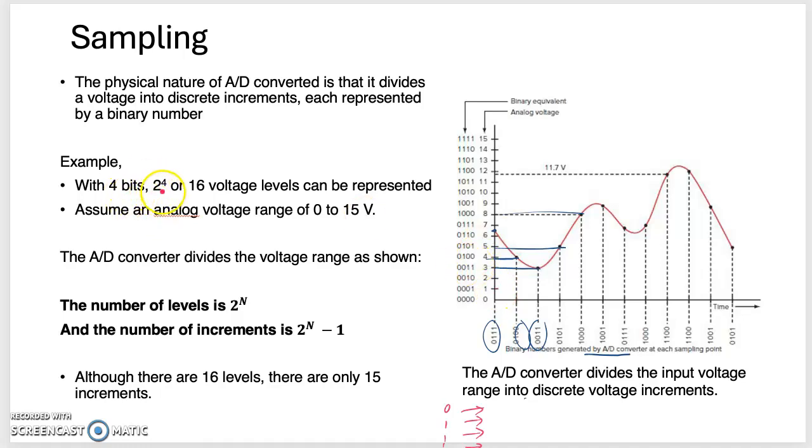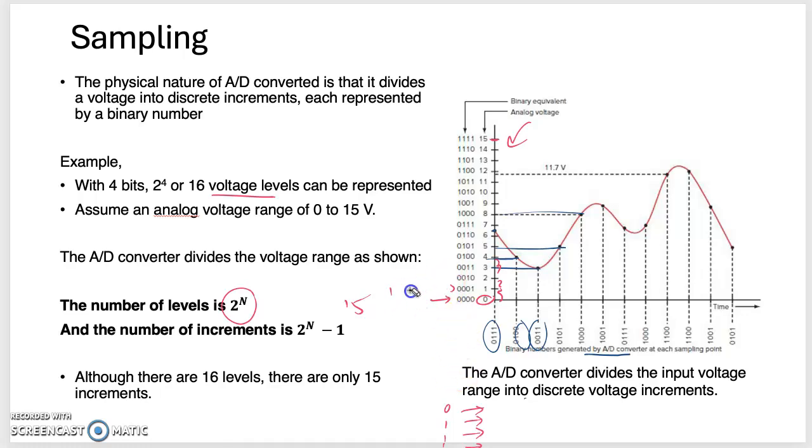So with 4 bits, we have 2 to the 4 or 16 voltage levels here. Since we start with 0, we only have up until 15. So the number of levels is 2 to the n, including 0, and the number of increments is 2 to the n minus 1, which gives us up until 15. Although there are 16 levels, there are only 15 increments. So these are levels, but these are increments.